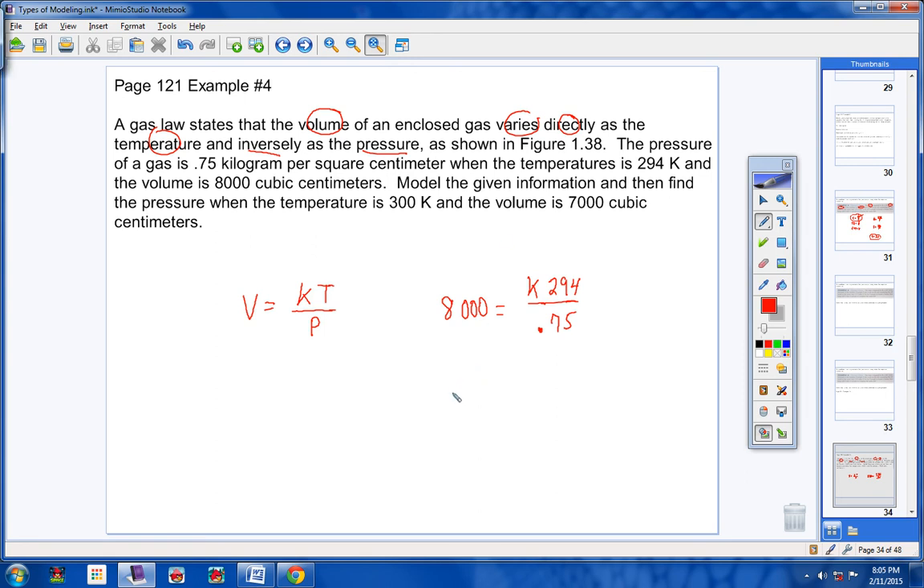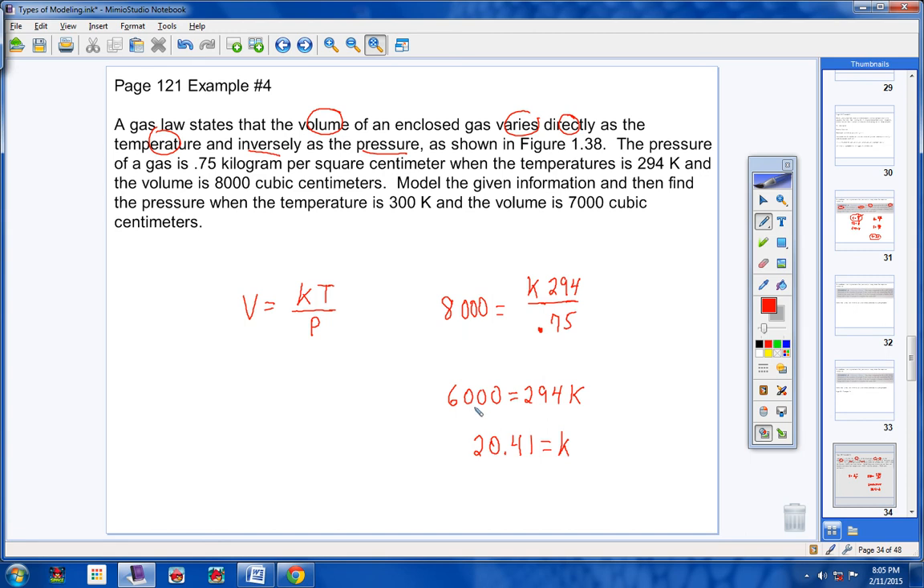6,000. So if I multiply both sides by 0.75, I will get 6,000 equals 294k, or if you want to put the k first, k 294. Now divide both sides by 294, and you're going to get 20.40816327. I'm going to round that to 20.41. So there's your k. 20.41 equals k.